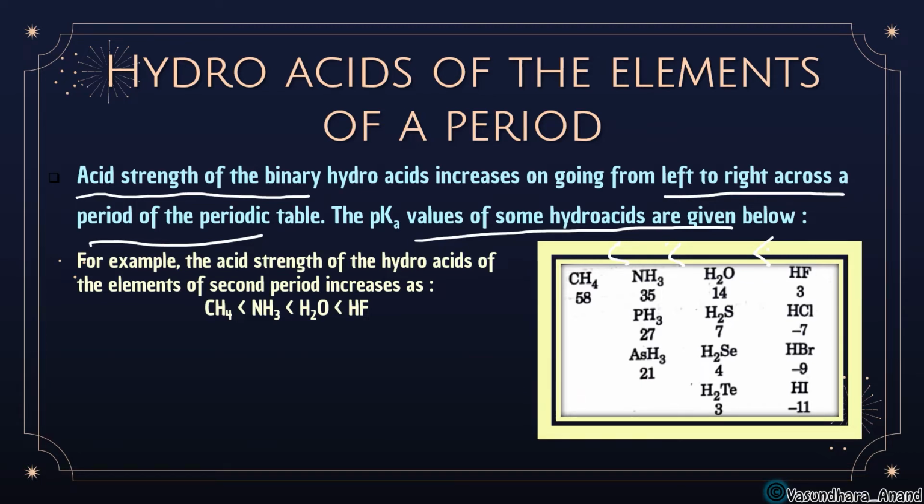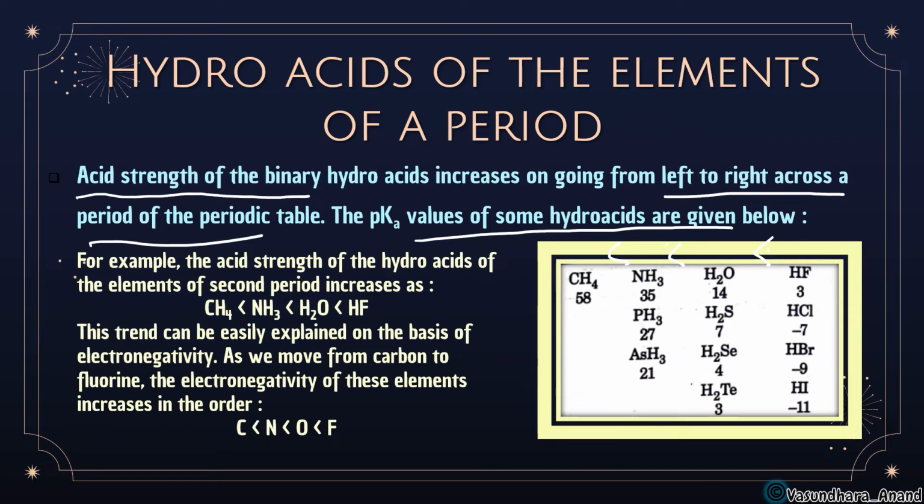So, what can be the reason? You can say it on the basis of pK value, but pK value is just simply to learn. pK value is an experimental value. If I ask what the reason is that HF is more acidic than H2O, than NH3, than CH4, you can say that as in the period on moving left to right, electronegativity increases, and if the electronegativity increases, the bond polarity increases, and that's why it becomes more acidic. Got it? Okay. This trend can be easily explained on the basis of electronegativity that I have explained right now.